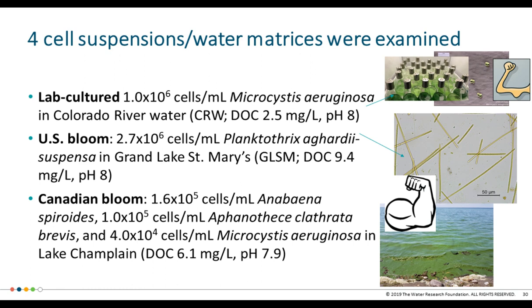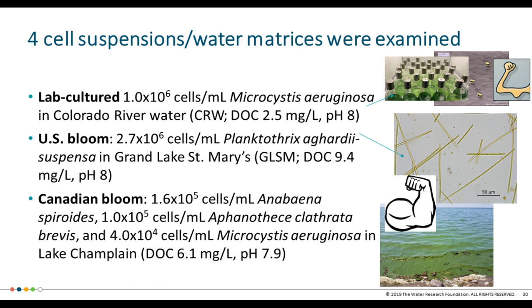Then, about the type of species and cells we used. We used a lab culture species of Microcystis aeruginosa, which was extracted from a bloom from the Colorado River. The cell numbers used during the assays were about 1 million cells per ml. We also have access to a US bloom from Great Lakes, St. Mary's. It was dominated by Planktothrix, and it was about 2.7 million cells per ml at the time of the bloom when the sampling was done.